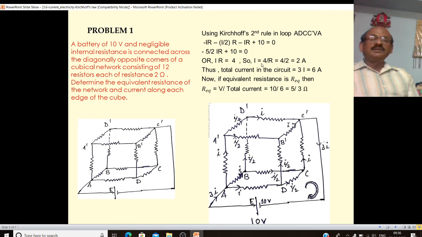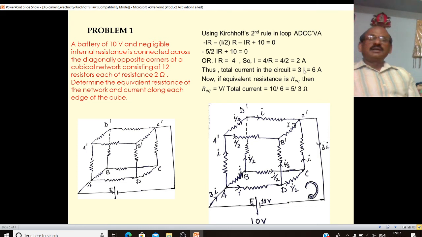So what is I equal to? It is 4 by R, and R is 2 ohm. So I equal to 2 ampere. Now in the arm where the current is I, there is 2 ampere current, and where it is I by 2, that will be 1 ampere current.